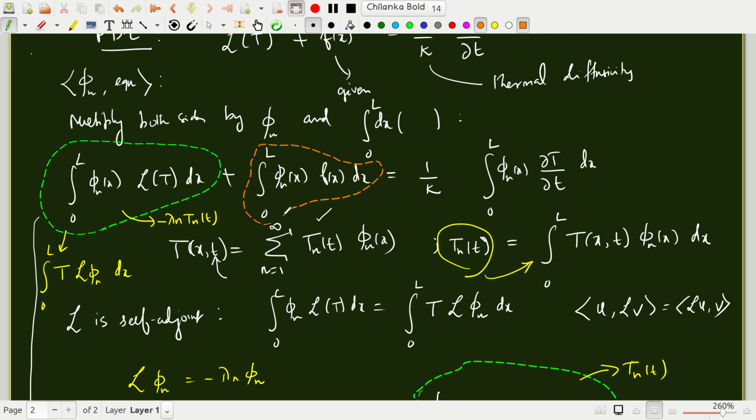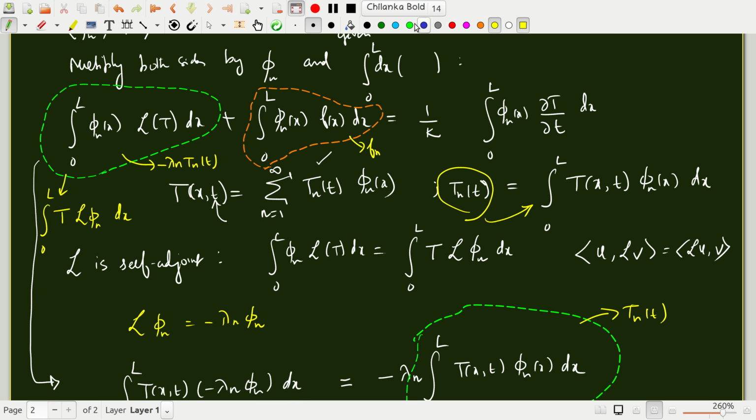Let's look at this term. Now if you expand any function in this eigenfunction basis, because f should also satisfy the same boundary condition, then we can expand f in terms of these eigenfunctions, and if I do the integral, I'll get the coefficients of that expansion. So I can call this nothing but fn. This is not a function of time, so it's just fn. The second term will give you only fn.